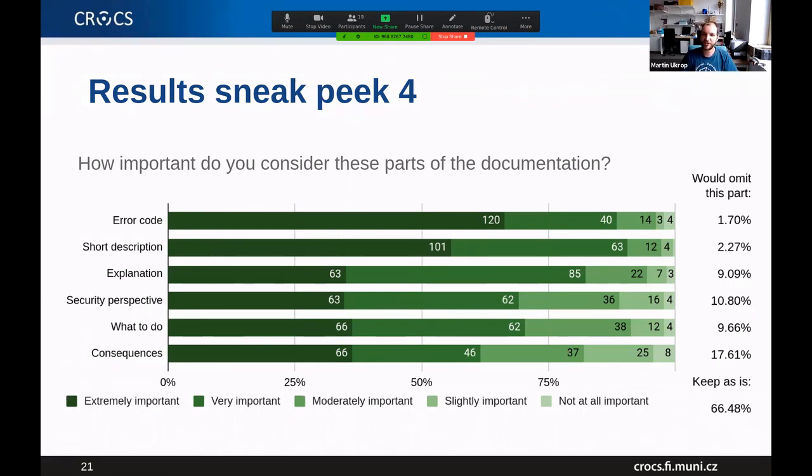Short description, that is the summary sentence that I mentioned, was liked by quite many people. And for the 4 paragraphs, it's more or less equal, though consequences were seen as less important. When we explicitly asked whether they would drop a paragraph of the whole documentation of our design, you can see the percentages on the right. 2/3 of all the participants said that they would keep all 4 paragraphs and the short description and the error code in there.